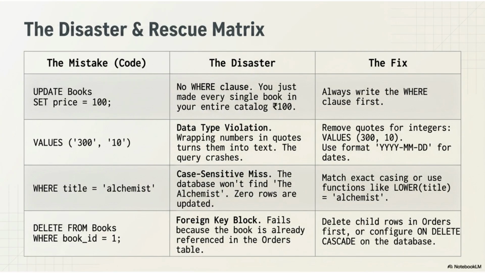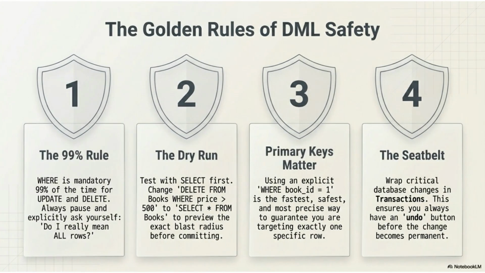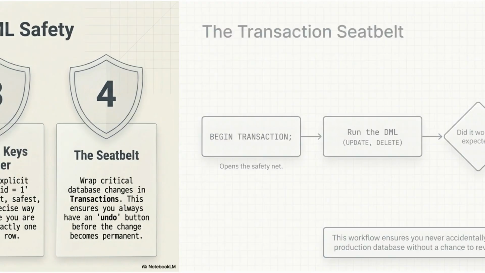Avoid common pitfalls. Whether it's missing a where clause, confusing data types, or hitting foreign key constraints, always plan your queries carefully to avoid data disasters. Follow these golden rules. Use the 99% rule for where clauses, always dry run with select, rely on primary keys for precision, and use transactions as your safety seatbelt.